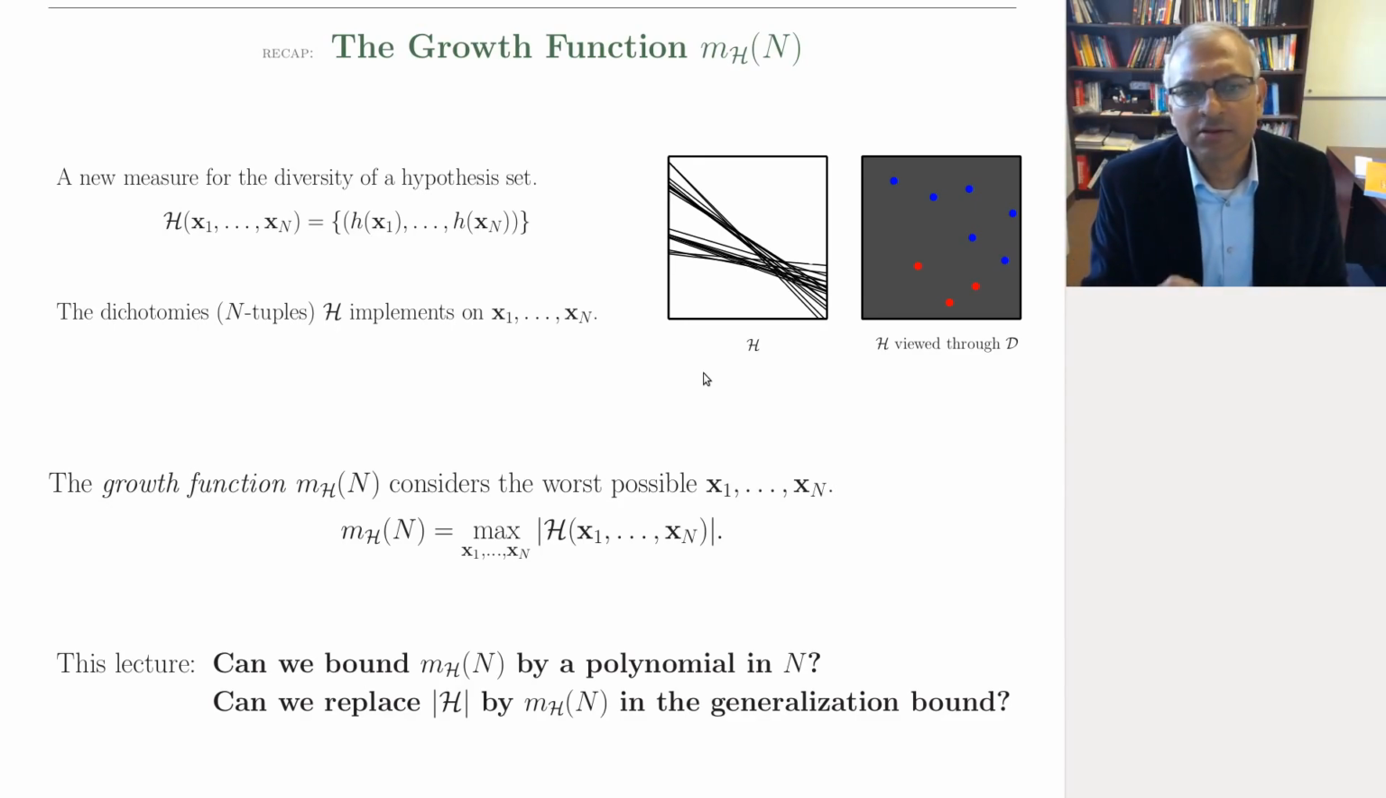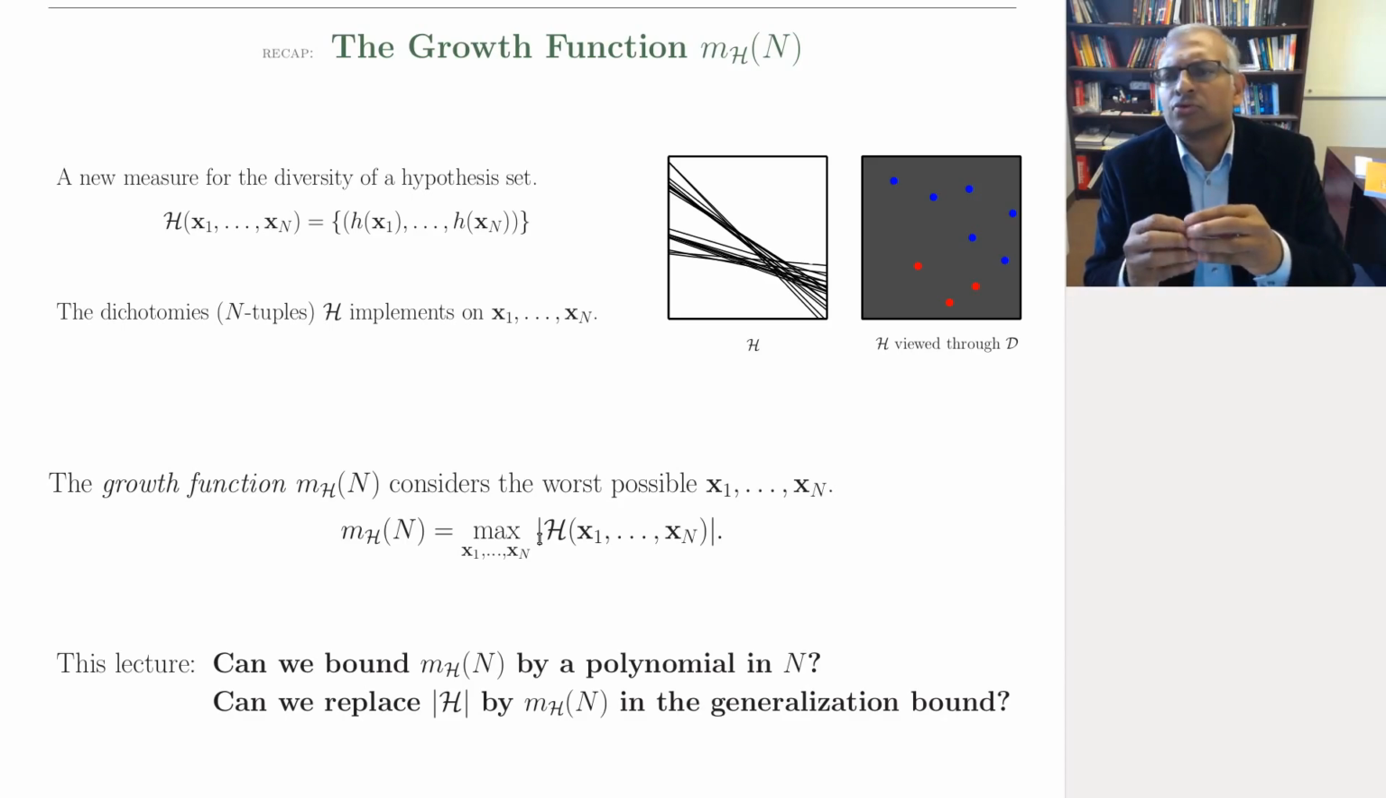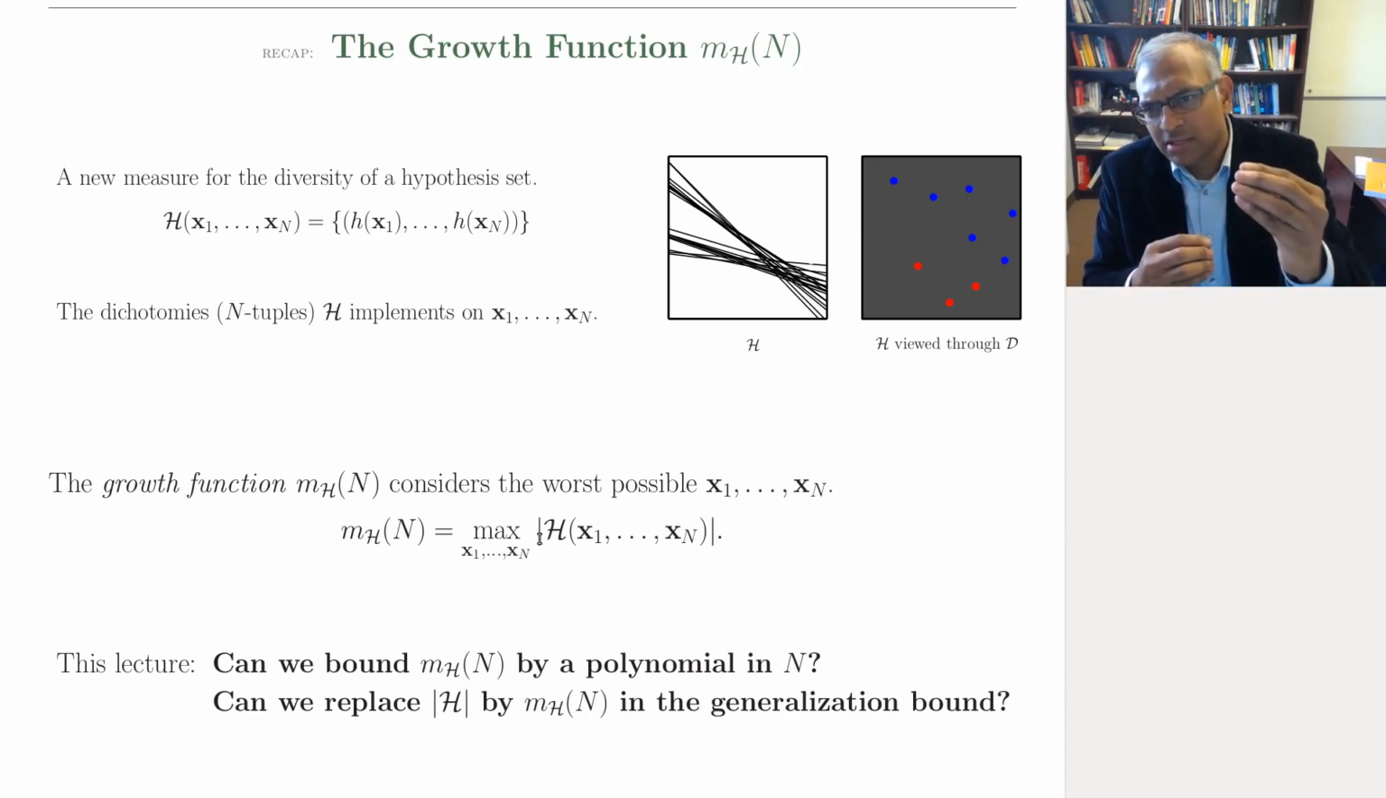So we introduced this notion of the growth function, which says, pick any data set you like, x1, x2 up to xn, and compute all the dichotomies that your hypothesis set can implement on those data points. That's a measure of the complexity of the hypothesis set, the diversity of dichotomies it can implement on this particular data set. Now maximize that over all possible data sets of size n. So go and find the worst possible points x1 to xn that you can in order to increase the complexity as much as possible.